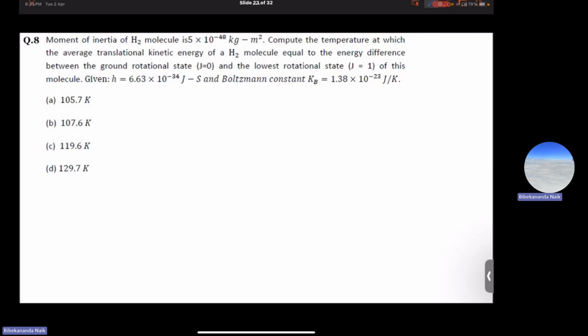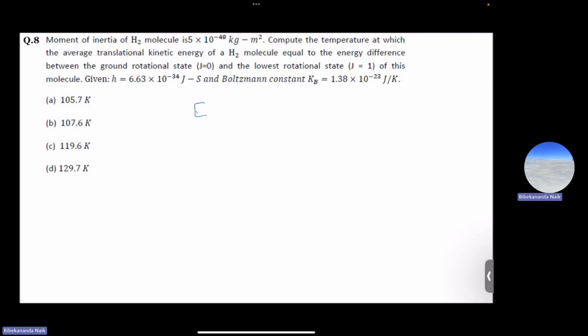So here, the question says the moment of inertia of hydrogen molecule is 5 × 10⁻⁴⁸ kg meter square, and we need to find out the temperature at which the average translational kinetic energy of hydrogen molecule will be equal to the energy difference between the ground state and the lowest rotational state. In the previous questions, we have calculated the energy difference, but we need to calculate here the temperature at which this energy difference will be equal to the translational kinetic energy. Now let's first calculate the energy difference between these two levels.